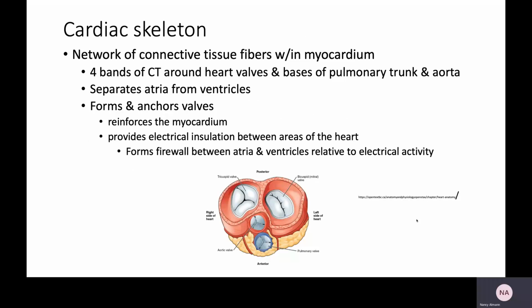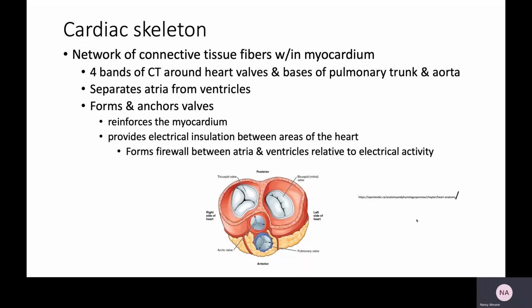Within the myocardium, there will be a network of connective tissue fibers. It's known as the cardiac skeleton. There are going to be 4 bands of connective tissue around the heart valves and the bases of the pulmonary trunk and the aorta. They will separate the atria from the ventricles. They're going to be important because they form and anchor the valves. In addition, they reinforce the myocardium, and they will provide some electrical insulation in between various parts of the heart. They form a so-called firewall in between the atria and the ventricles when it comes to electrical activity.